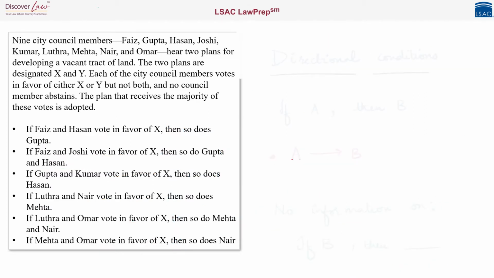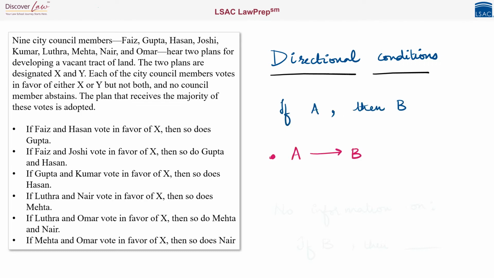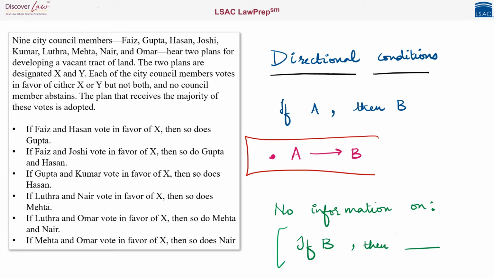This brings me to an important concept called directional conditions, which means that if A, then B is something that proceeds in only one direction. It tells you what happens if A, but it does not tell you as to what happens if B, which basically means that there is no information on what happens if B. Maybe if B then nothing, if B then C, if B then D, maybe if B then A, but that's not something that you can conclude on the basis of this. This is why a directional condition is a very important thing for you to understand.